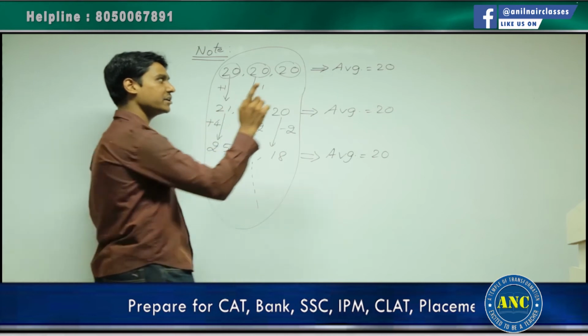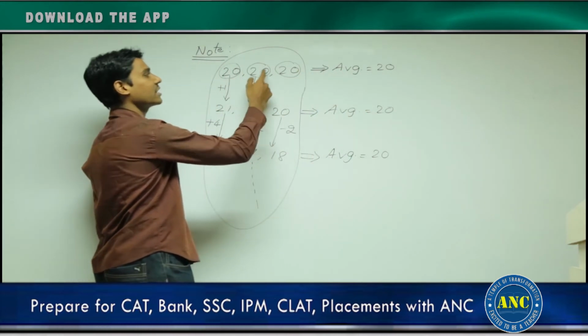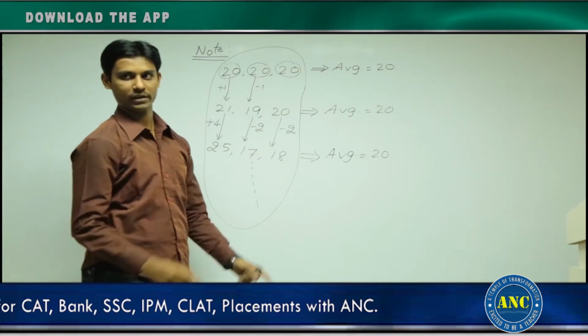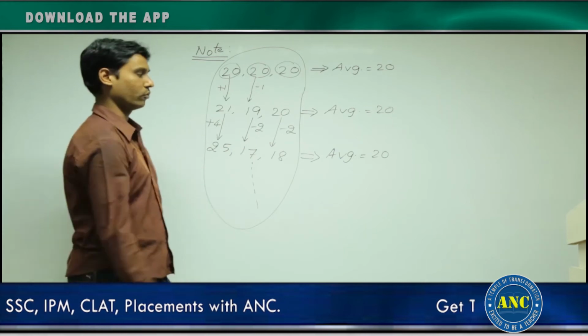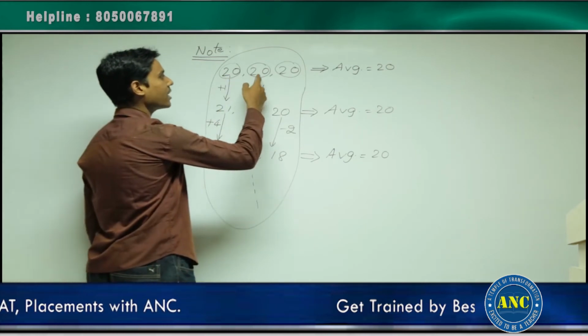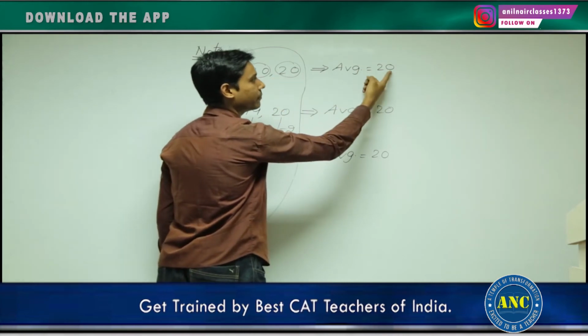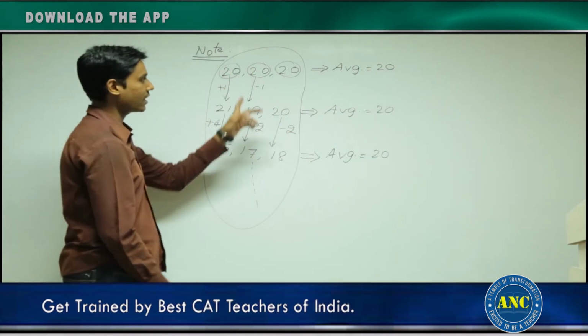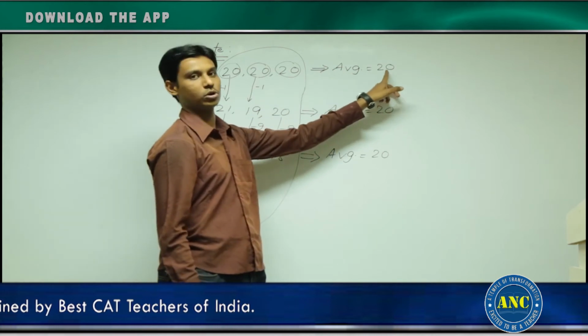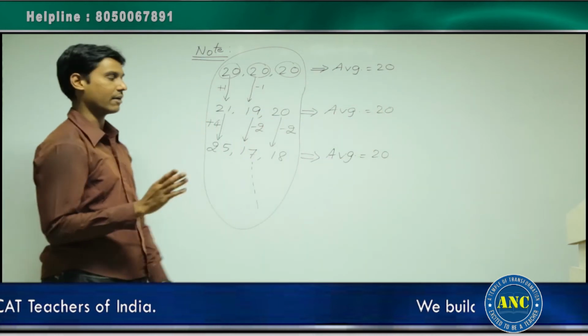That means if the average is 20, all the numbers in the given series are 20. That is one point. The vice versa is also true. What is vice versa? If all the numbers in the given series are the same, then the average is also the same. If all the numbers are 20, average is also 20. Right?